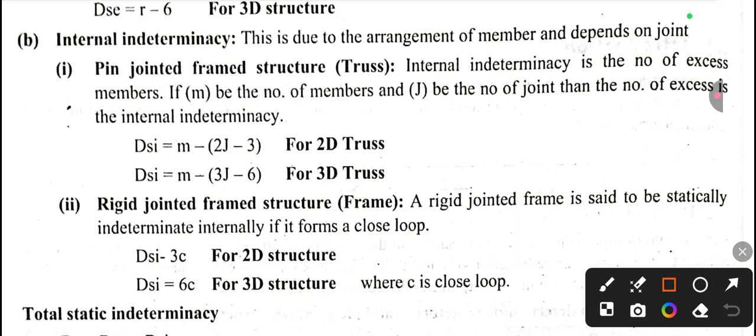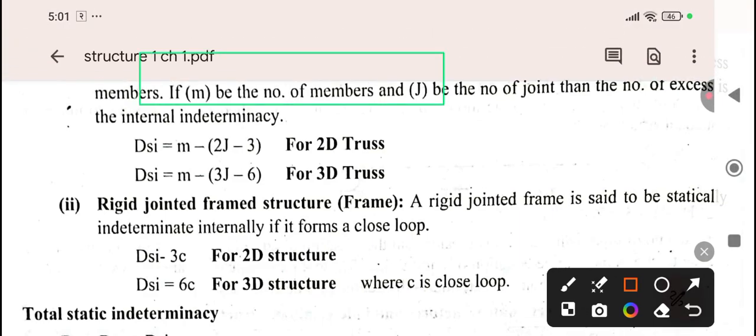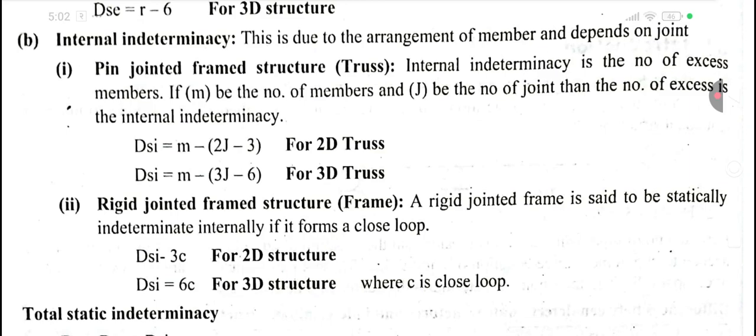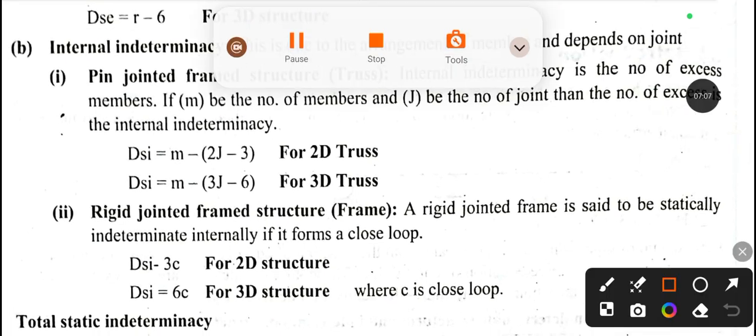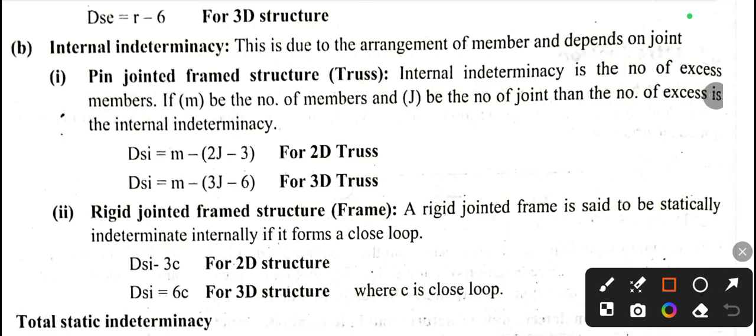Okay. So now our topic is internal indeterminacy. Let's see the basic concept of this internal indeterminacy. This is due to the arrangement of the members and depends on the joints. This especially depends on the joint.